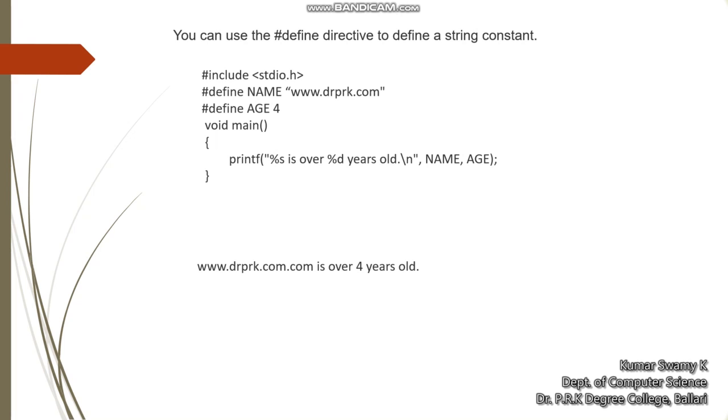Now let us look at an example. You can use the #define directive to define a string constant. Look at the string. In a program I have declared two macro directives, one of a string type and another of a numeric type. For the string type, the value I have given is www.drprk.com, and the numeric value is 4. When you run this program, you get the output: www.drprk.com is over 4 years old.